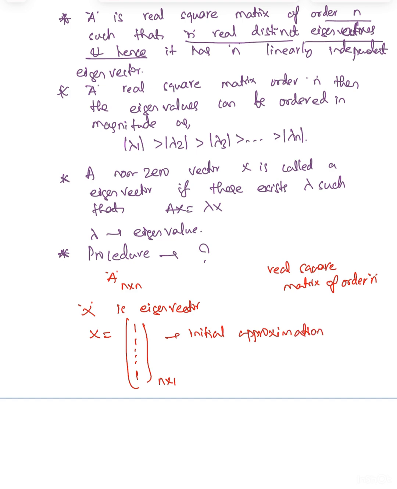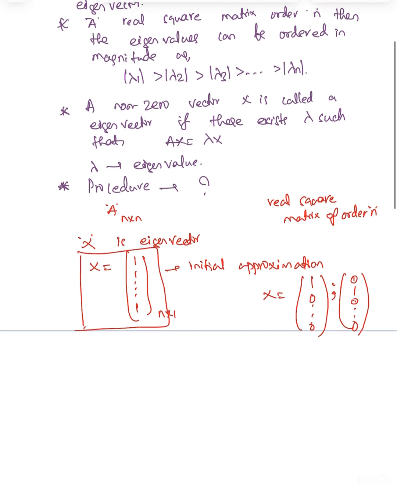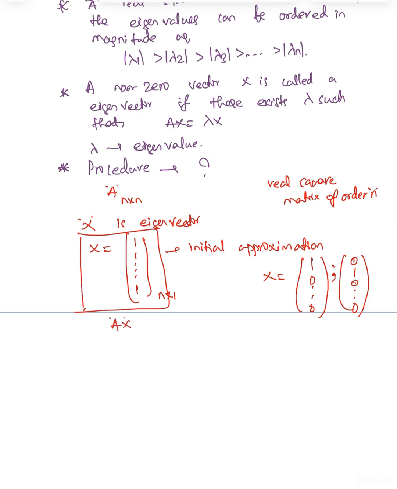We can also take x as 1 followed by all zeros, or 0 1 followed by all zeros. Likewise we may have different initial approximations for x, but the most used is the all ones vector. Now we take the product Ax. A is an n by n matrix and x is an n by 1 vector, so we get a vector of order n by 1.